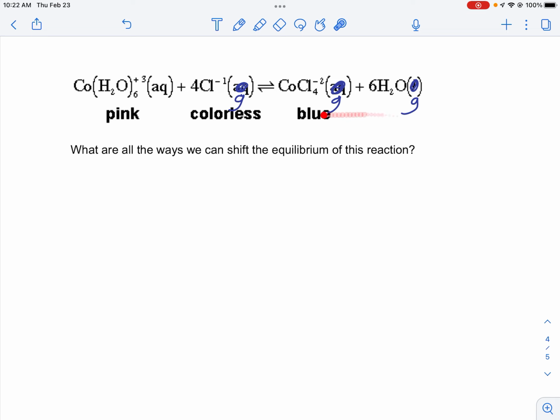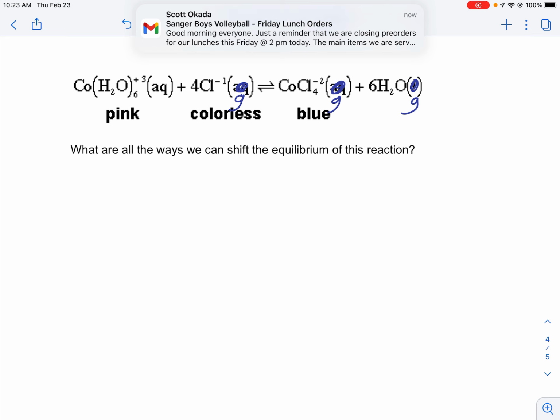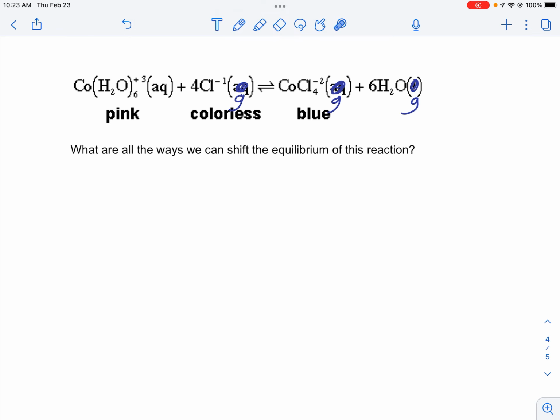So how do we keep track of that? Well, we need to count up our gases. This number in front, this coefficient, tells us how many of the gas we have, right? So we're not going to count this one because it's not a gas. This is aqueous, so this would not count at all. This one, there's 4 chlorine gases, so we have 4 total gases on our reactant side. How many do we have on our product side? Well, this is a gas, and remember, if it doesn't have a number here, that just means we have 1 of them. And then this is a gas, we have 6 of these. So total, on our product side, we have 7 gases.